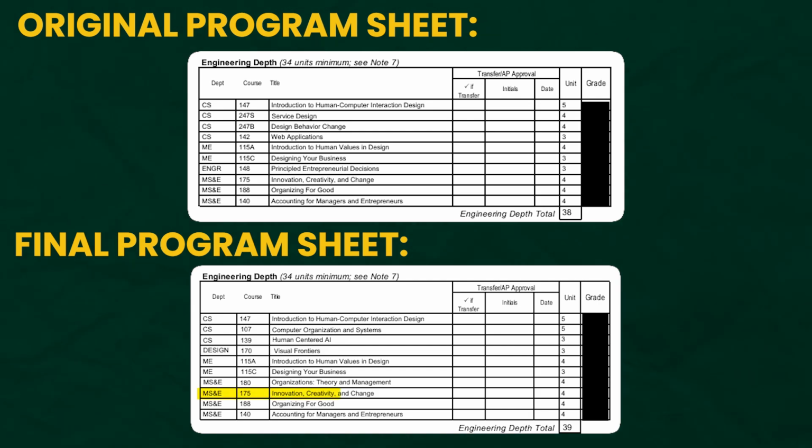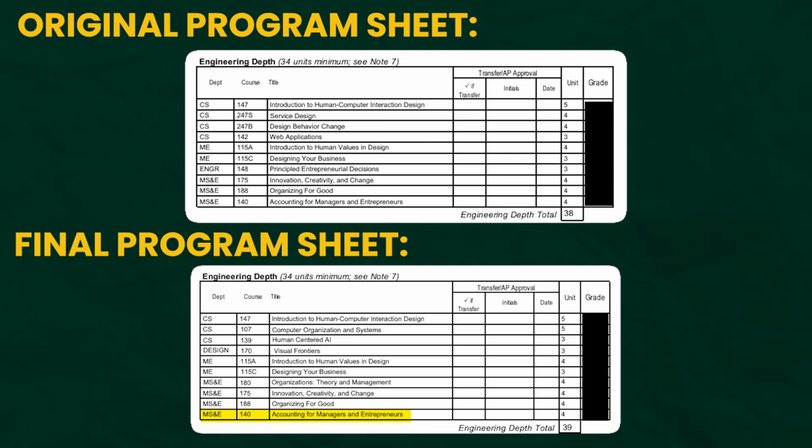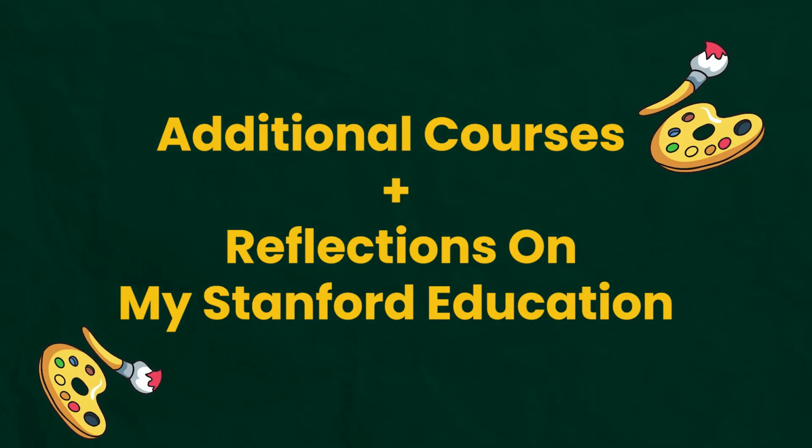MSNE 180, great class. I've taken innovation, creativity, and change. Didn't really like that class, thought it was pretty basic and didn't learn a ton. Organizing for good was about how big corporations and businesses can actually do good for the world, and can they do good for the world? That was interesting. We had some nuanced discussions. I didn't love it, even though other people thought it was the best course in the world. And then I also took MSNE 140, which was accounting. It's interesting that I took that class. My dad told me that I should take an accounting class, and I was like, okay, so I took it.